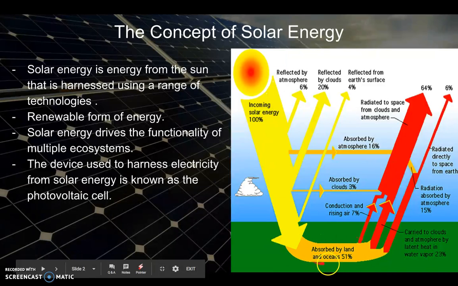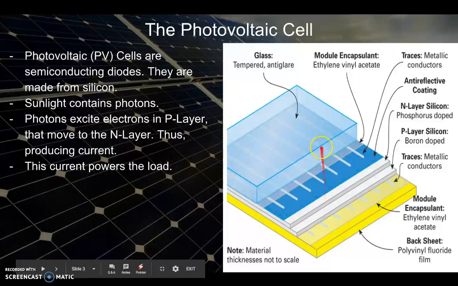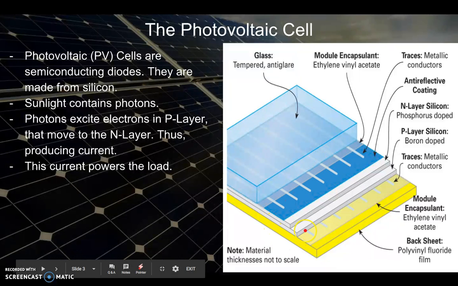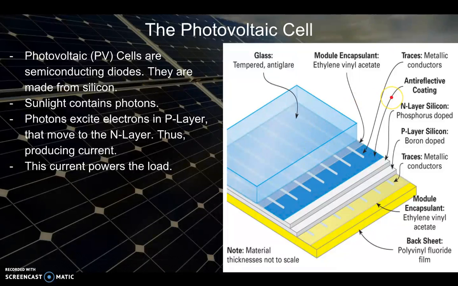Therefore, in order to create electricity from solar energy, we would need to use a photovoltaic cell. The photovoltaic cell, or PV cell, as denoted in the diagram to the right, receives photons from the light, and these photons excite electrons in the p layer of the silicon, which move to the n layer, conducting electricity, and this electricity is then given to the load.